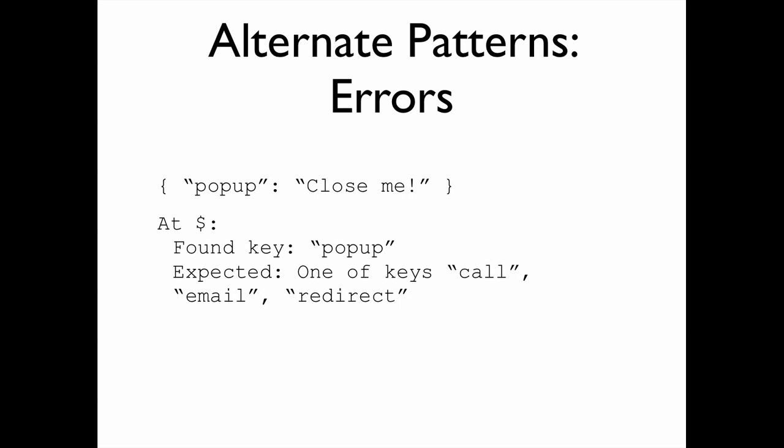And here's an error. It says found key pop-up, expected one of keys, call, email, redirect. Actually, I should have tweaked this because now it says found name pop-up, expected one of names, call, email, redirect, because of that terminology difference between JSON and Ruby.